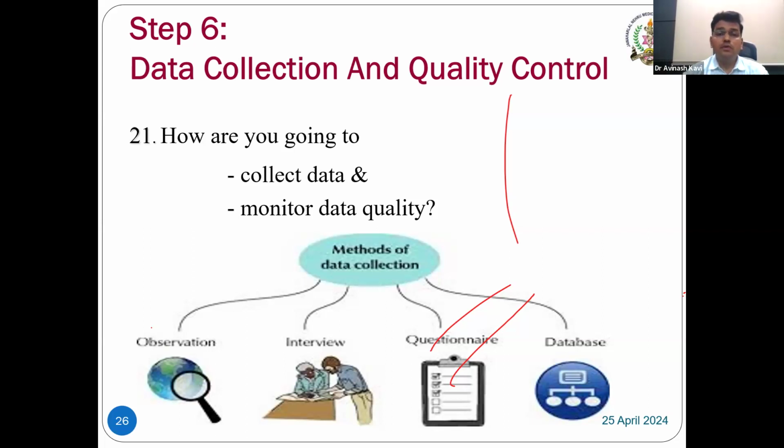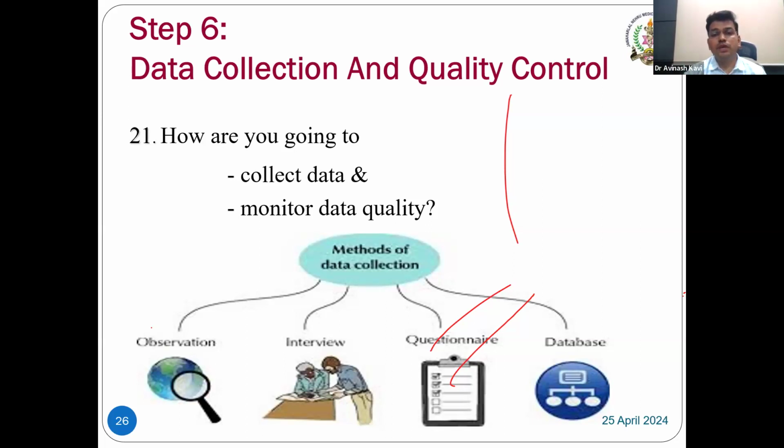But in future, you will not be collecting data on your own. You will be training people to collect the data. So in that time, how are we going to collect the data? How are these people going to collect the data, and how do we monitor the quality of the data that is being collected? Is it just enough, whatever they have filled, is it correct?